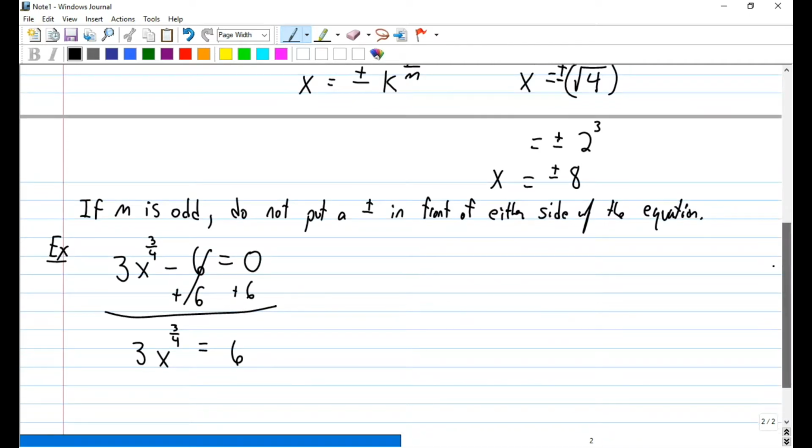Now, I still don't have my x by itself, so I'm going to divide both sides by 3. So I have x to the 3/4 equals 6 divided by 3 is 2. Now, look at the numerator of the fractional power. It's odd. When it's odd, I'm just not going to put a plus or minus on the right side. Alright, so to make this x to the first power, I have to raise both sides of the equation to the reciprocal power, which would be 4/3.